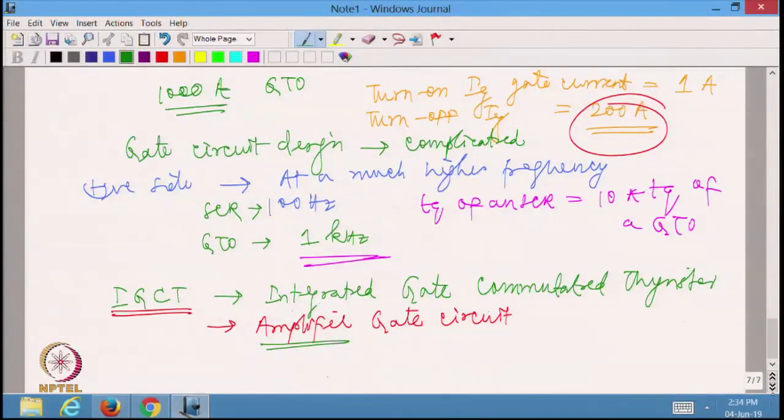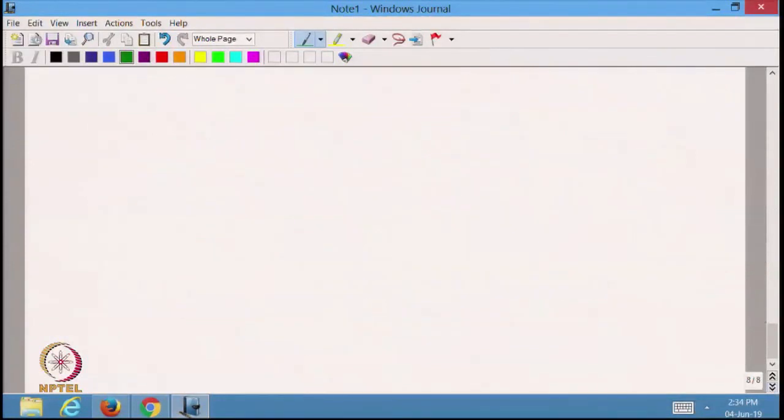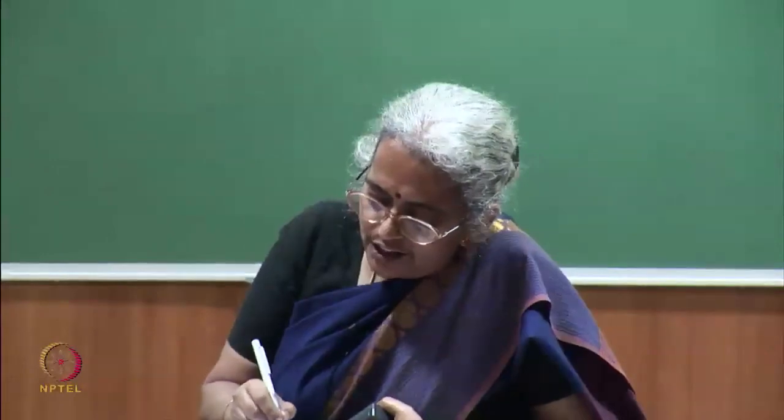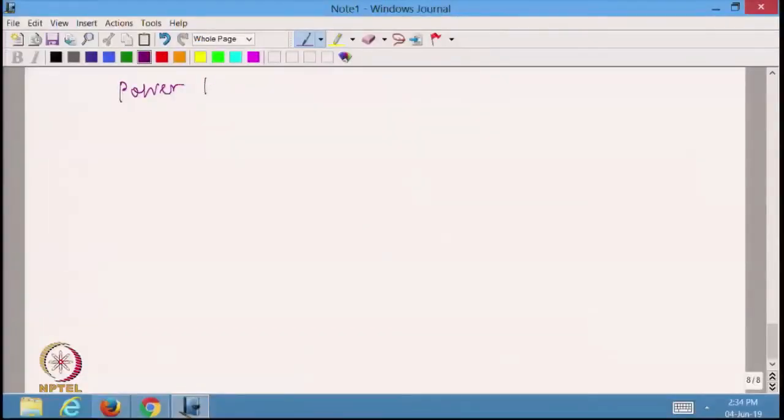Okay. Now, we are slowly moving to the transistors. So, let us start now with power BJTs. So far whatever we discussed, they were all coming under the category of thyristor. Initially we talked about diodes, then we talked about thyristor, right. Now we are coming to this bipolar junction transistor.